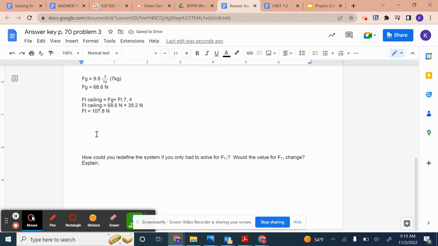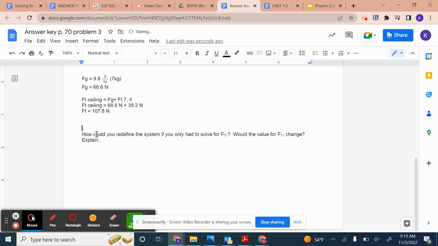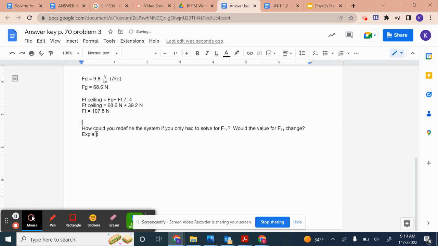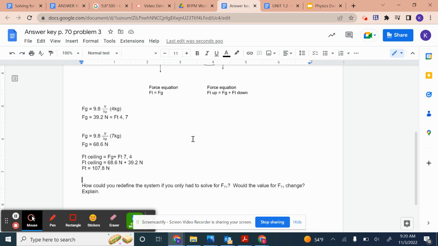Then they ask a follow-up question. How could you redefine the system if you only had to solve for Ft1? And would the value of Ft1 change? Explain.